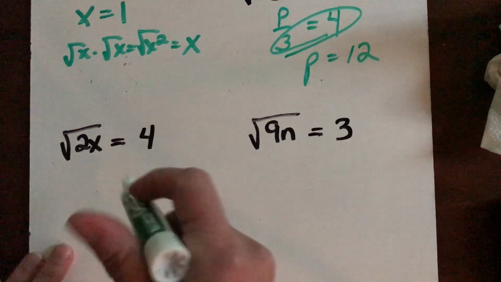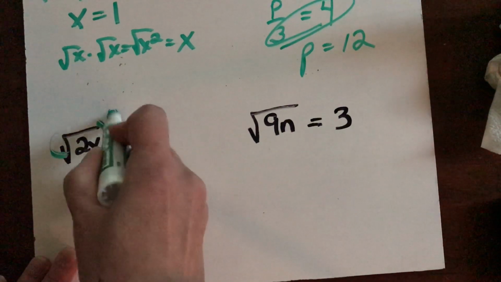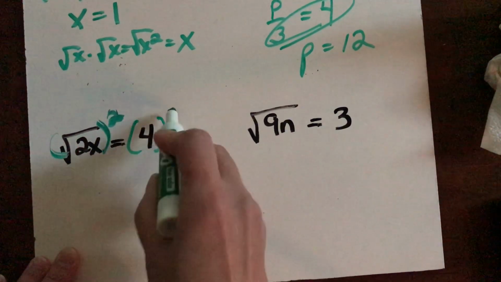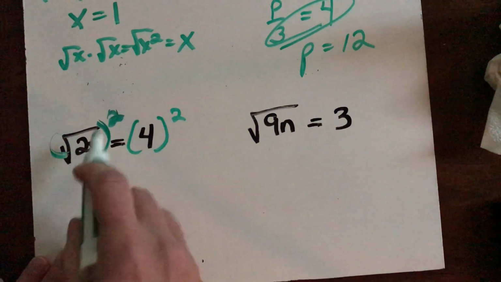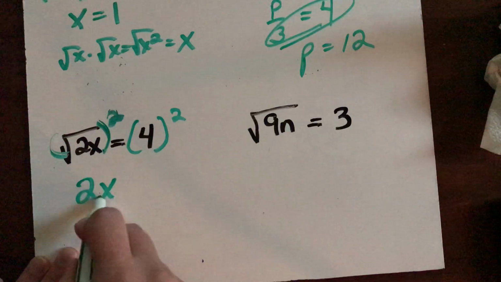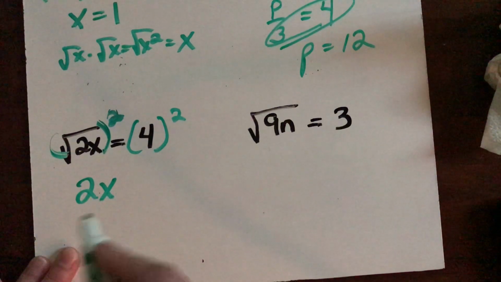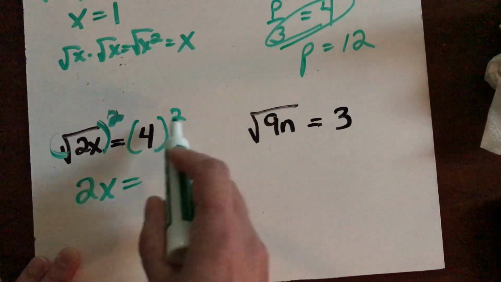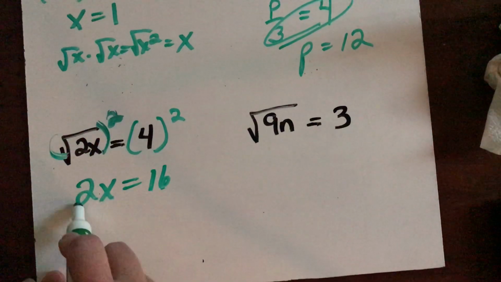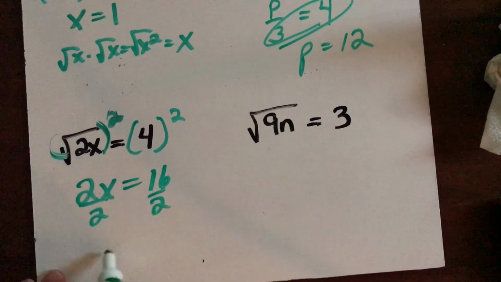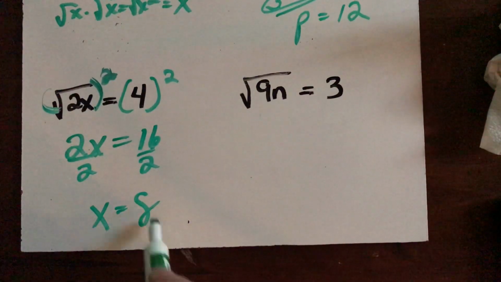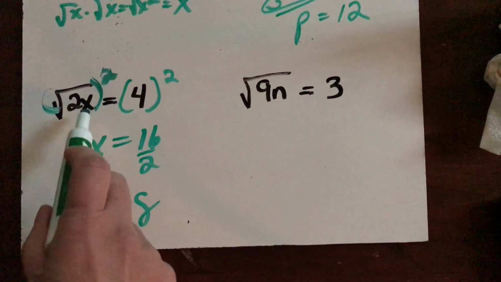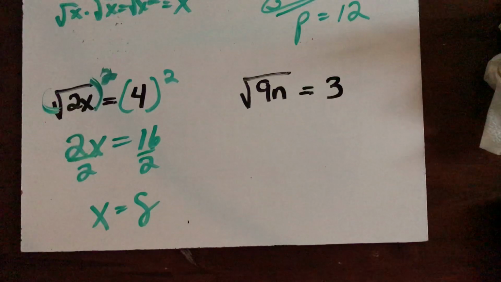What am I going to do? I'm going to square the left side, and I'm going to square the right side. So when I square the radical of 2x, I'm going to end up with 2x. Basically, just pull out what's right underneath the radical sign. And then 4 squared is 16. So then, to solve for x, I divide by 2, and x is equal to 8. And again, if you want to check it, plug it in. 2 times 8 is 16. The square root of 16 is 4.